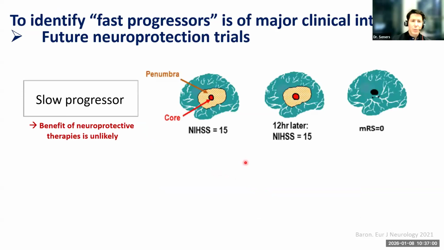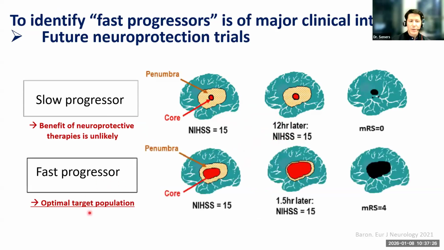You all know that neuroprotection trials have now started. We do not want to include the slow progressor patient in this type of trial because very limited core growth will occur over several hours. It's unlikely to show any benefit of a neuroprotective therapy in this population because basically nothing occurs in several hours.